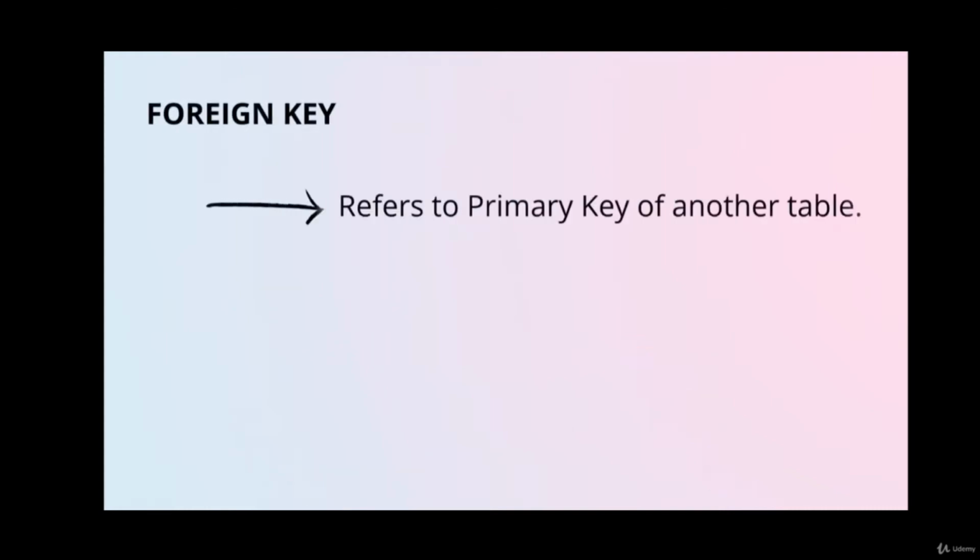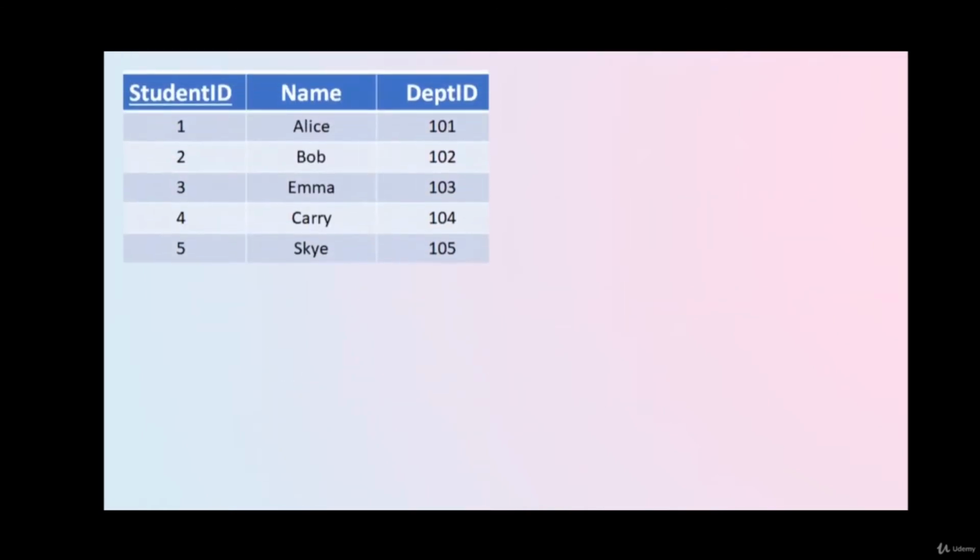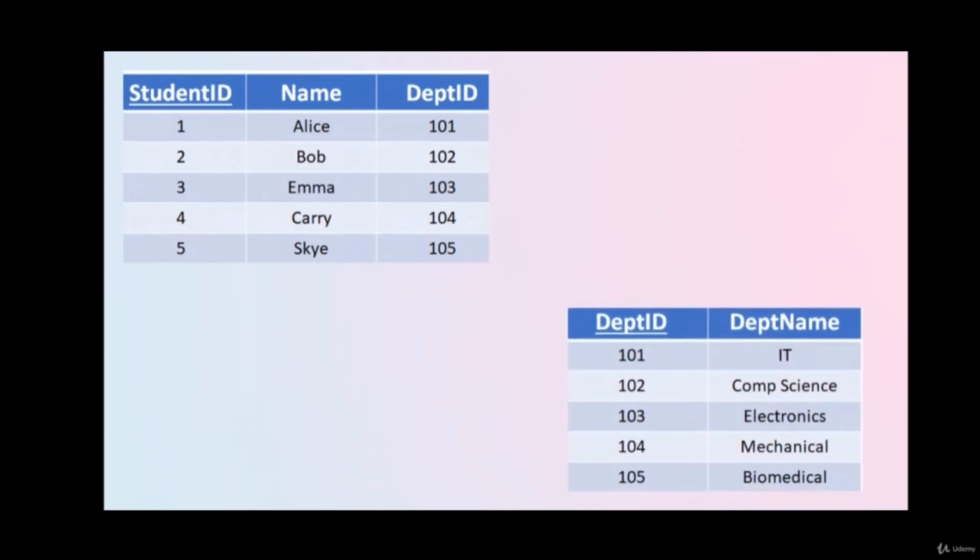Next key is the foreign key. So foreign key is an attribute in a table which is used to define its relationship with another table. Foreign key helps in maintaining data integrity for tables in relationship. For this, we will have to involve another table into our example. Suppose we have two tables. First table name is student and other table's name is department.